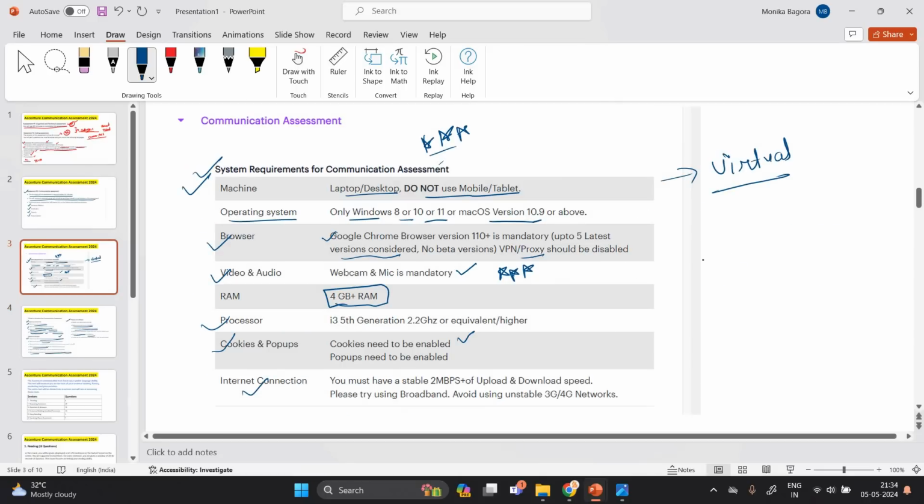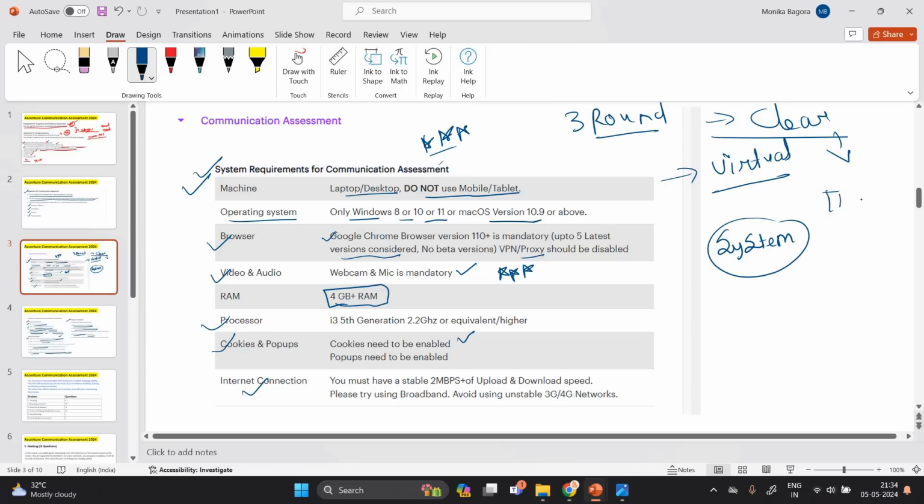These are the important system requirements, because this is the third round. This is the third assessment, so you have to clear it. After that there is a technical plus HR interview. You already cleared the two rounds, so you must not make any mistake in the third round.